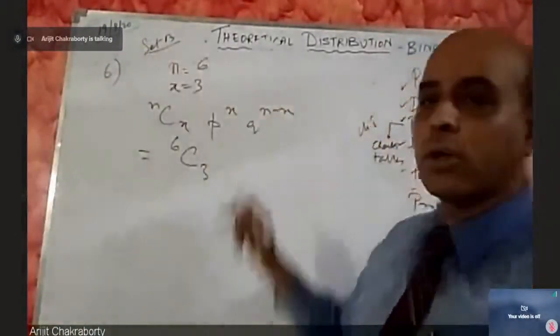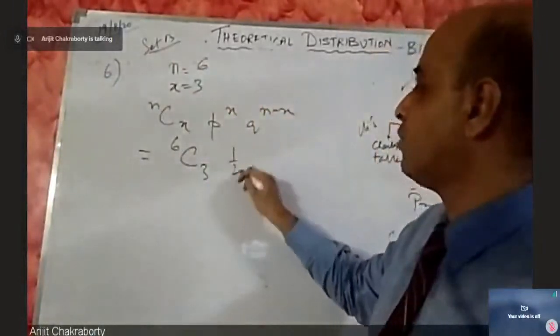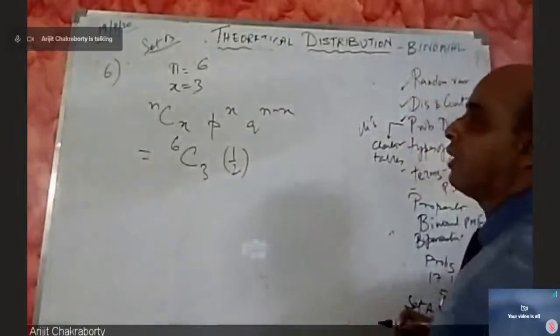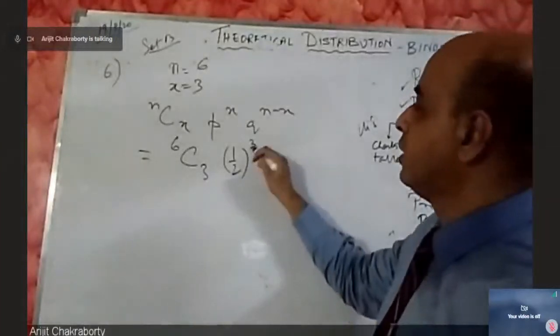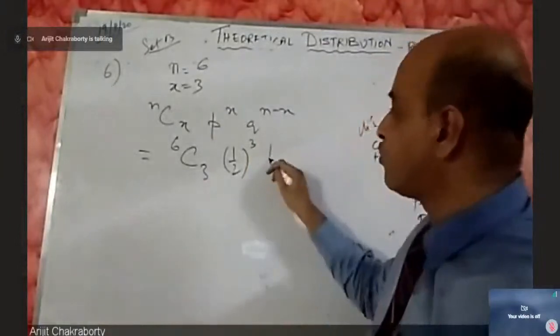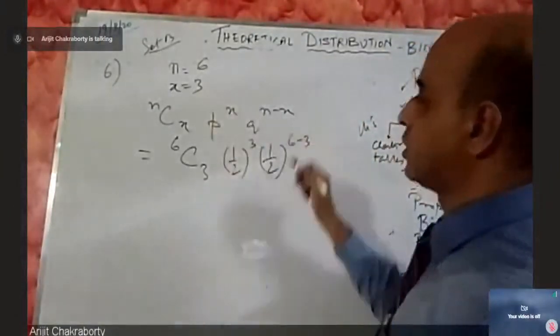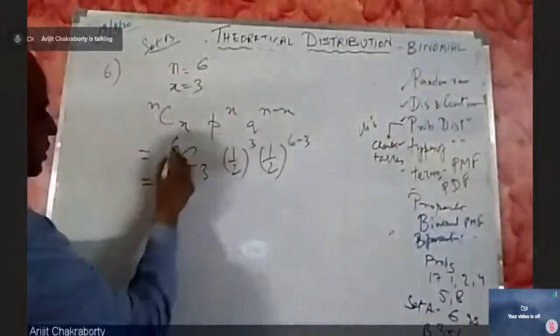The question is biased coin, unbiased coin. So you know for a coin the probability of a head is half. So I directly put half. Half to the power 3. And q is also half. If p is half, q also has to be half. Half to the power 6 minus 3. So 6 minus 3, so 6C3.